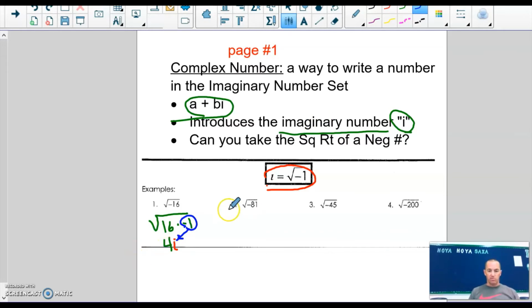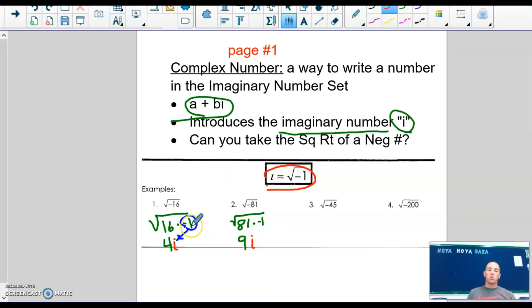All right, so let's move on to number 2. Another perfect square, okay? So it's 81. I'm going to write it as the square root of 81 times negative 1. Square root of 81, that is a good old 9 because 81 is a perfect square. And then what is the square root of negative 1? As we see right here, that square root of negative 1 is called i, the imaginary number.